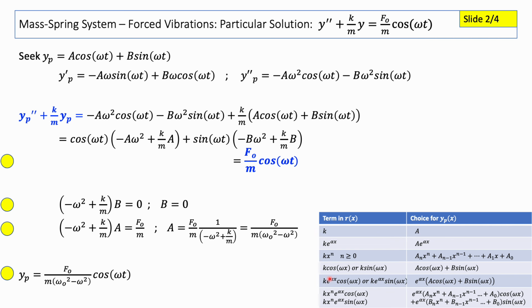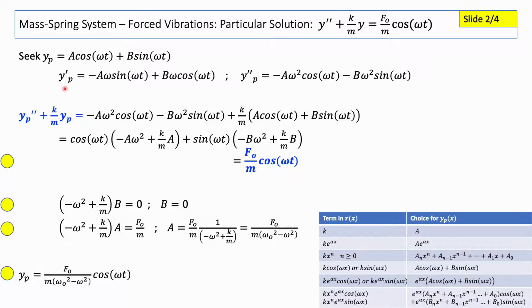On the right-hand side, if you have k cosine omega t or sine omega t, then try a particular solution of a cosine omega x plus b sine omega x, or omega t. Okay. So we're going to try a particular solution of a cosine omega t plus b sine omega t. Then therefore you can take the derivatives. You know how to do that.